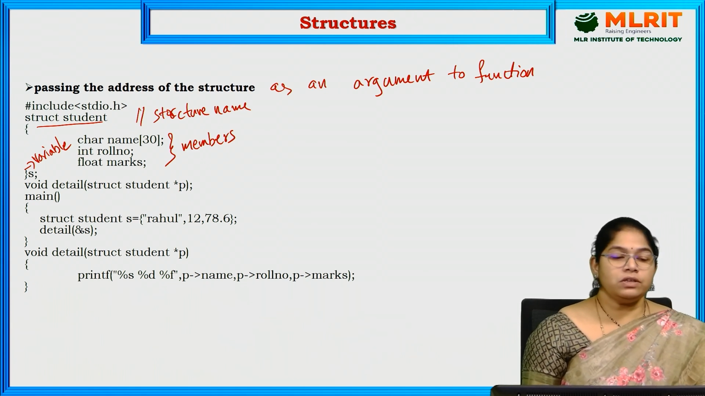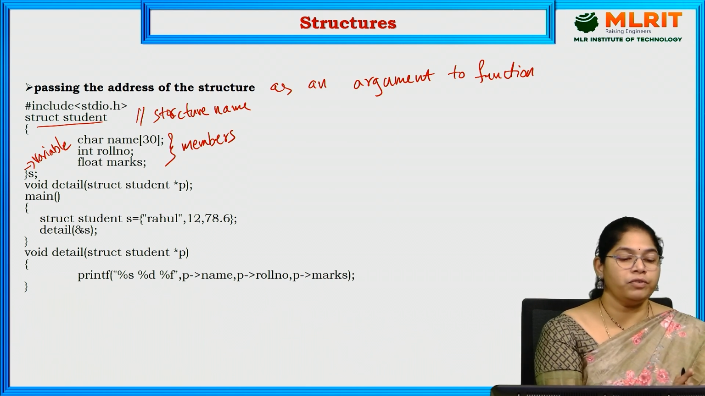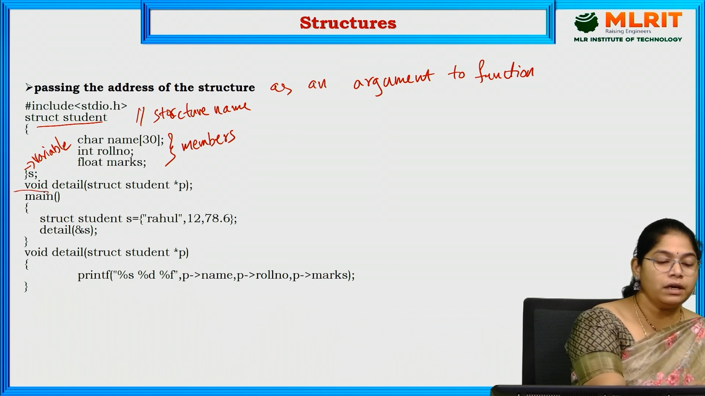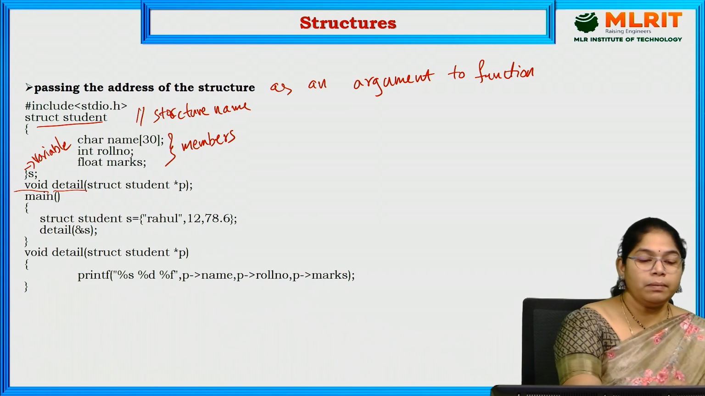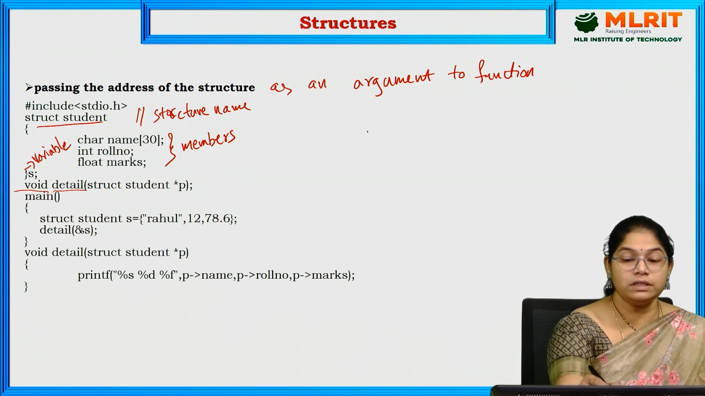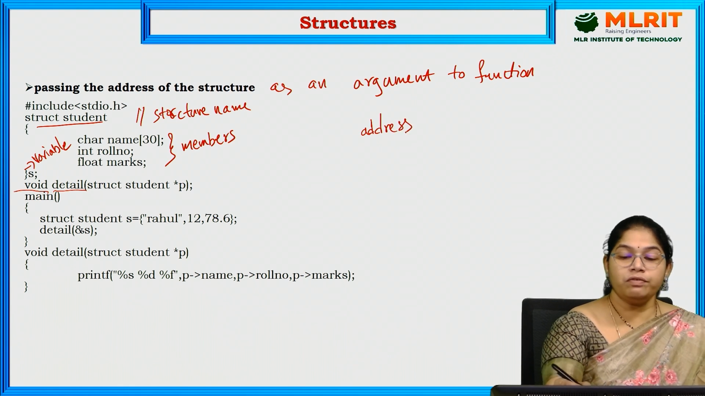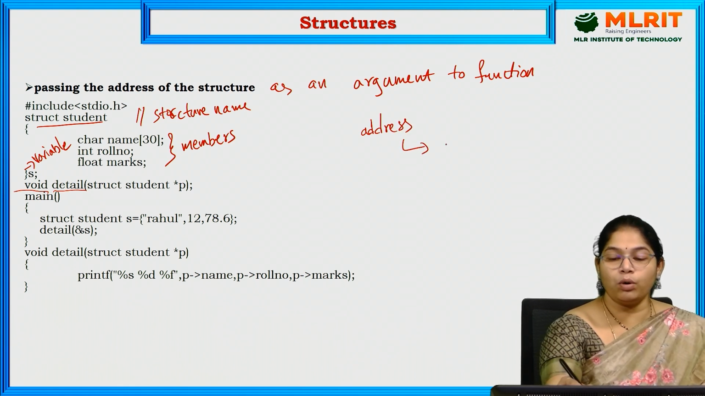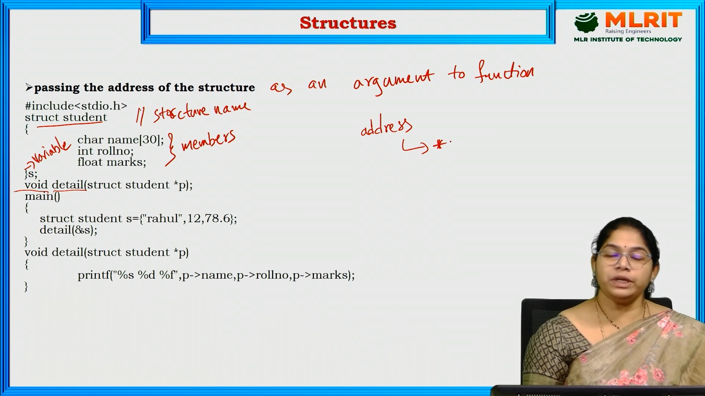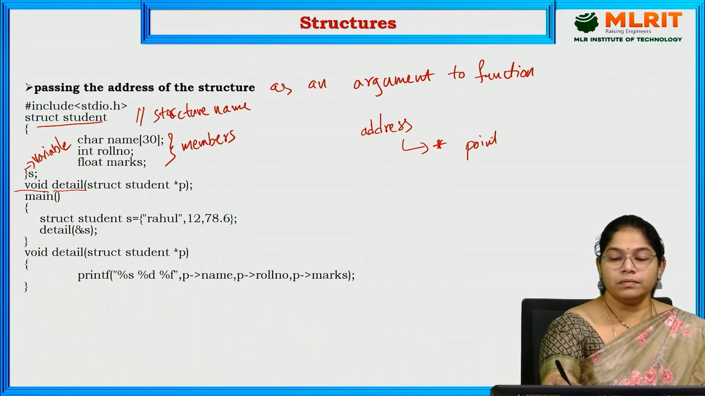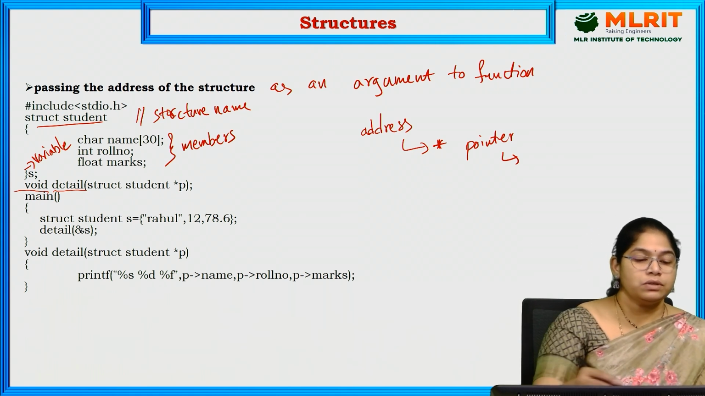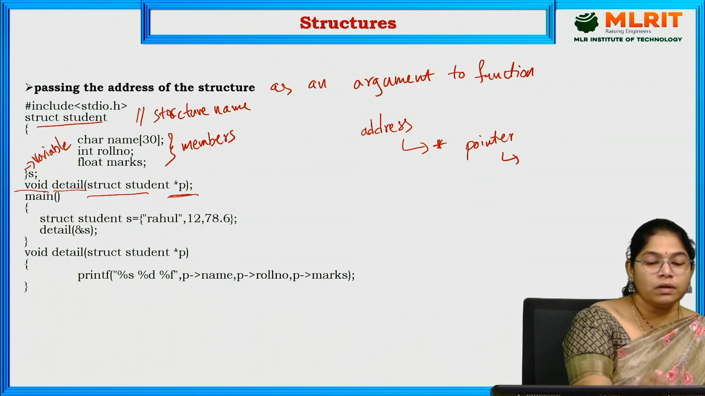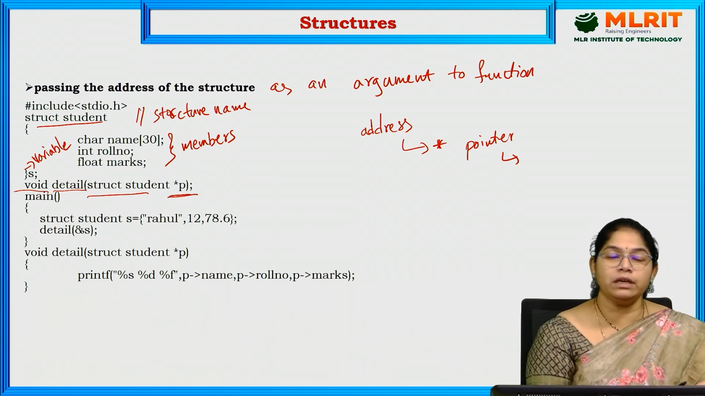So the function declaration syntax is return type, function name, then the list of parameters or arguments. Here the return type of the function is void, and detail is the function name. Here I am passing the address. The address of a structure is always represented with the operator asterisk. That means we need a pointer, because a pointer has the property to store the address of a variable. So struct student, and since I am passing the address of the structure, we need a pointer *p.